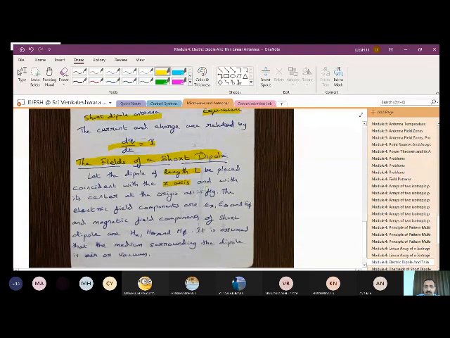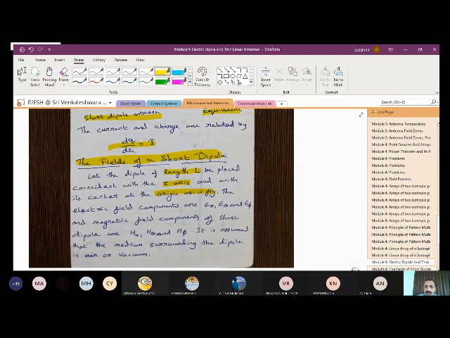So we are going to draw one figure to understand that. We are going to keep the dipole of length L at the center point, along the z axis. You can see that in the figure. I will just show you; we'll get back to that figure again.